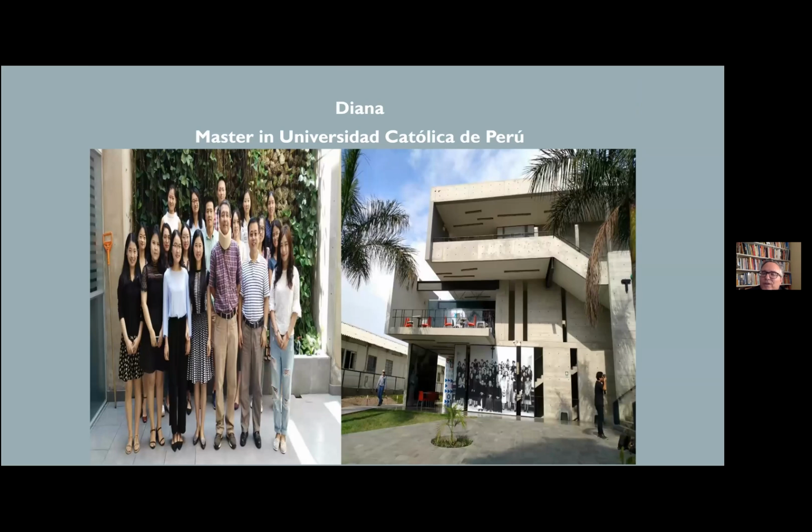These are students that we've had that are now working within the Latin American China network, both in the industrial sector and the cultural sector.